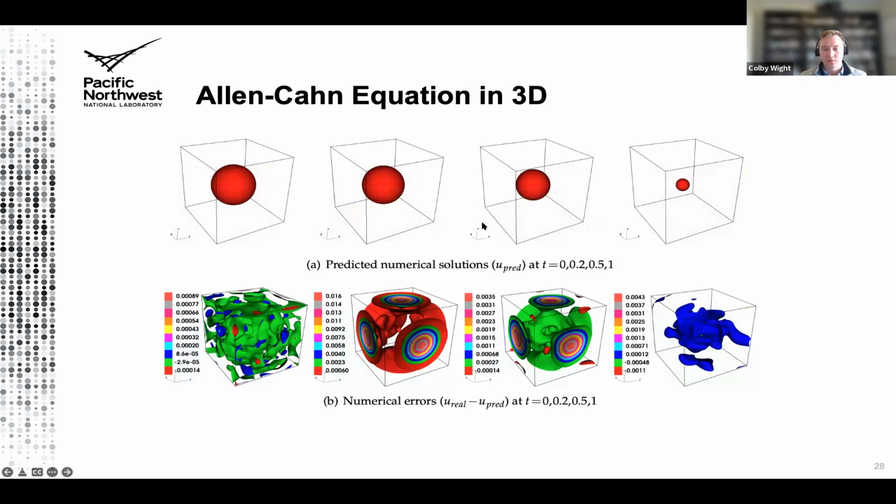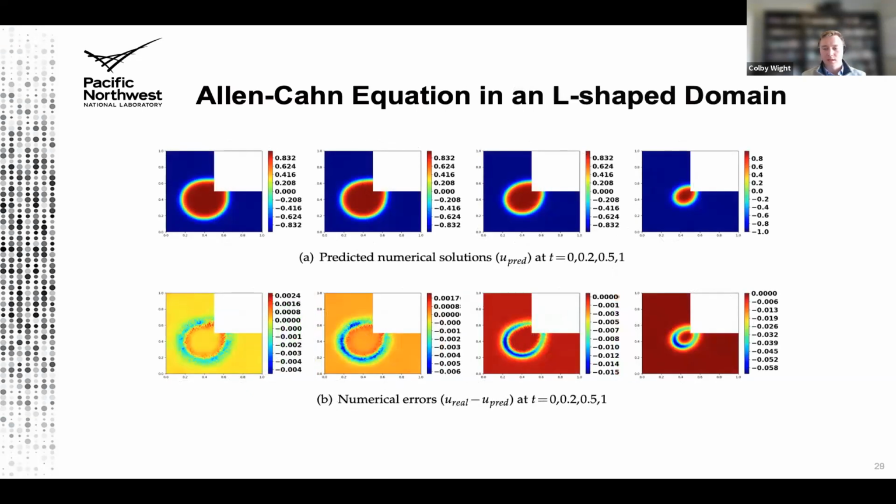And we can also move on to the 3-dimensional case, which is, again, similar. We can model this droplet shrinking over time with the error rates on the bottom row here. And finally, looking at more complex domains, we saw the Allen-Cahn equation in this L-shaped domain using both a mixture of space sampling and time sampling techniques.